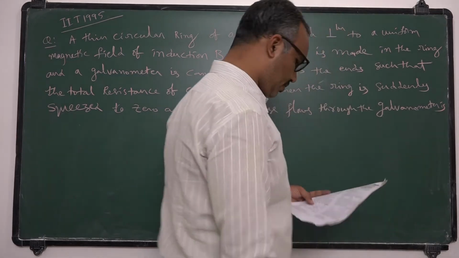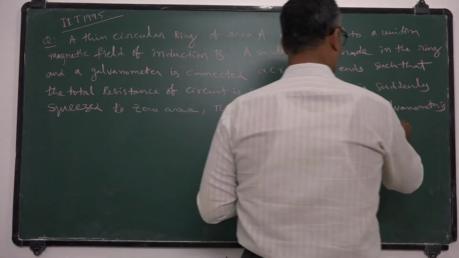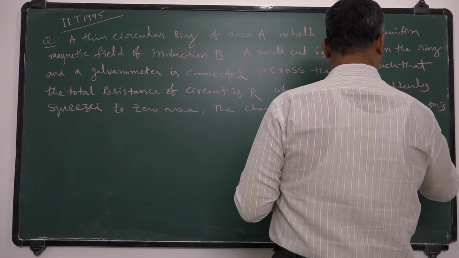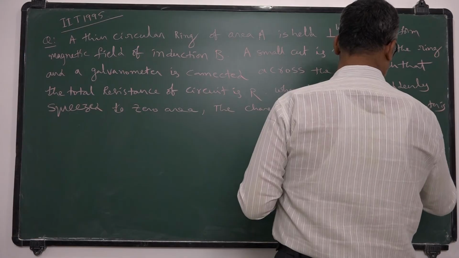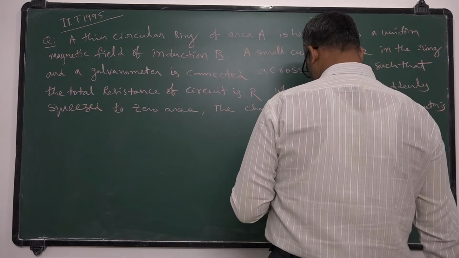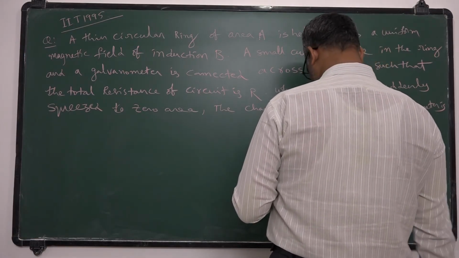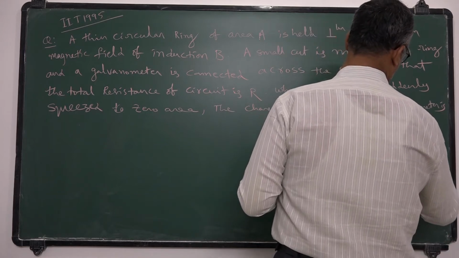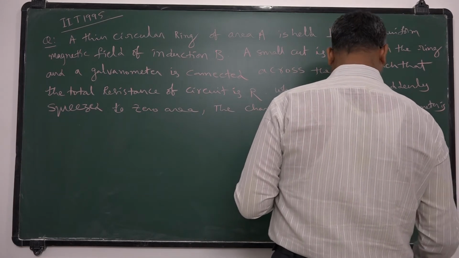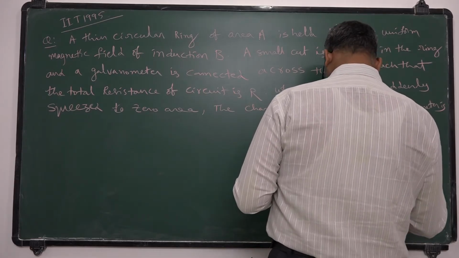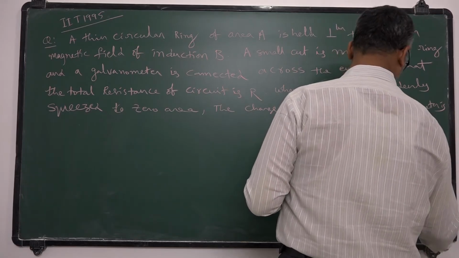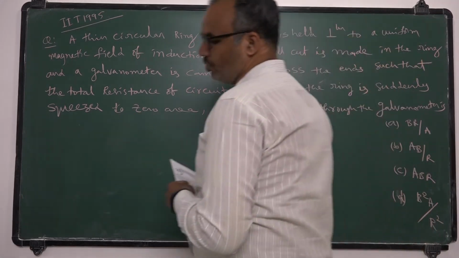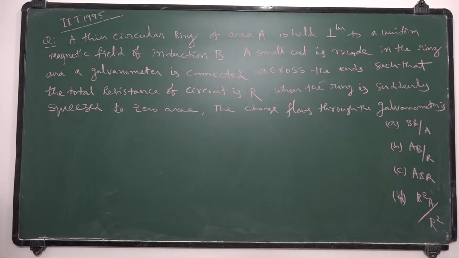this is the question mark. They gave options. First option BR by A, second option AB by R, third option ABR, fourth option B square A by R square. So this is the question given to us. Read the question carefully such that we can answer clearly.